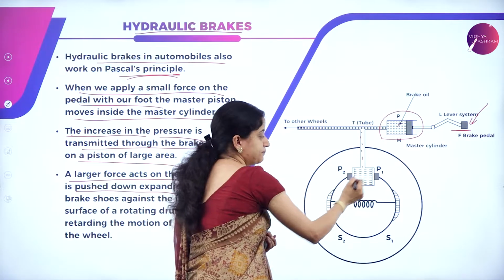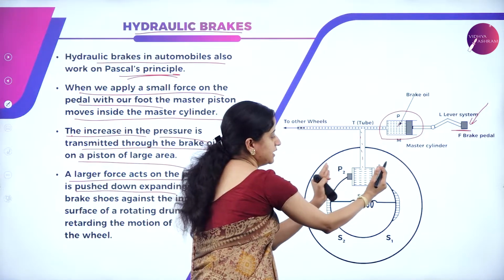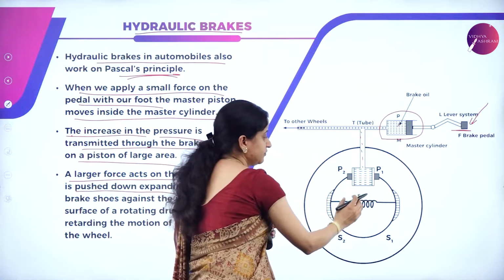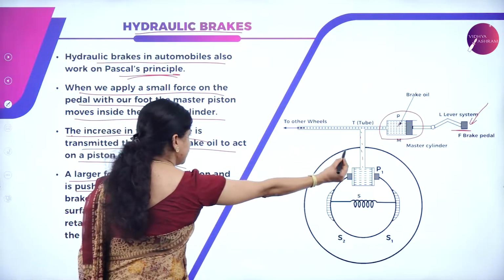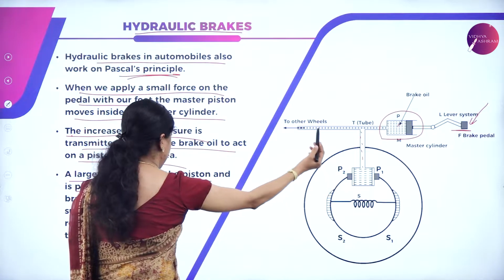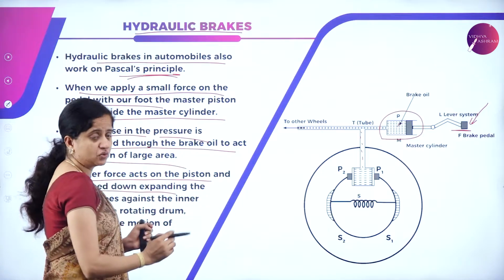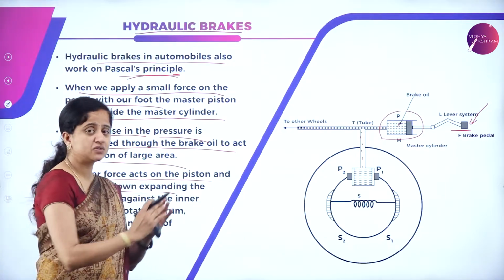Here this creates a pressure, and this master cylinder, the area will expand. Due to the expansion of this, a larger force acts on the piston, which results in the expansion of the brake shoes. So what happens if the brake shoes expand?